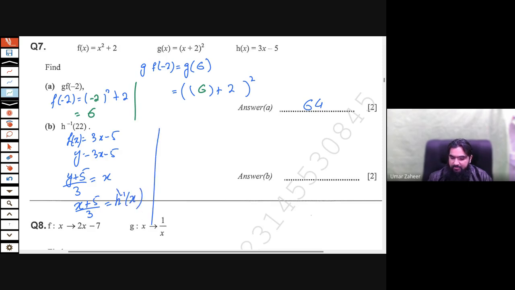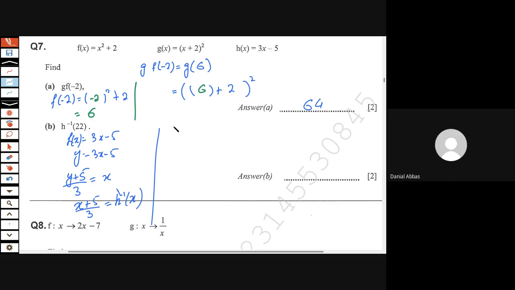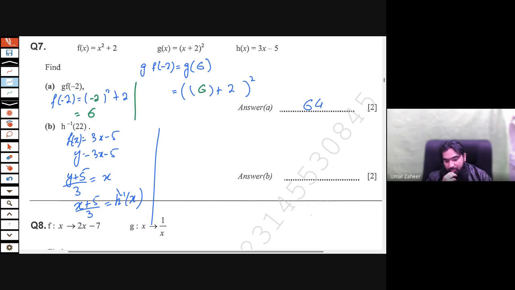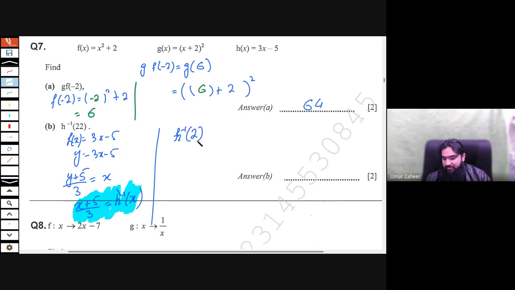Okay, now he says that you have to find it at 22. Sir, will we replace it by h inverse of x or h inverse of 22? x will replace it with h inverse of x, and now we will get the function. It is an inverse function, but still it is a function. Yes. So we have to substitute 22 here. At the place of x, we will substitute 22.